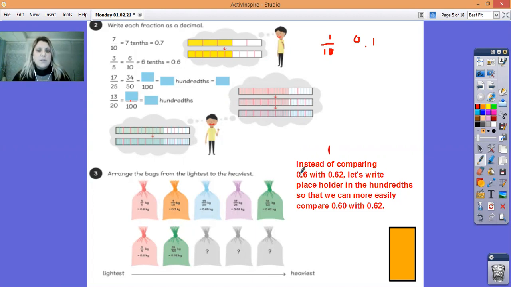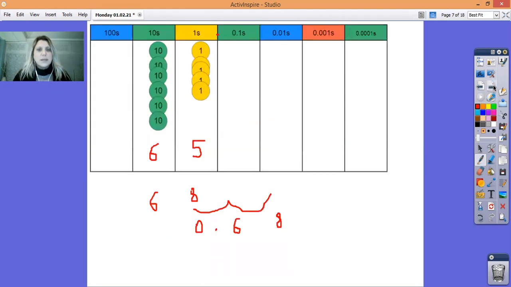So instead of comparing 0.6 with 0.62, we can actually write it as 0.60, and the other one obviously is still going to be 0.62. That's because if you look at it this way, it's fairly easy to see that 62 is obviously bigger. 62 is actually bigger than 60. Okay, so let's continue with our work.